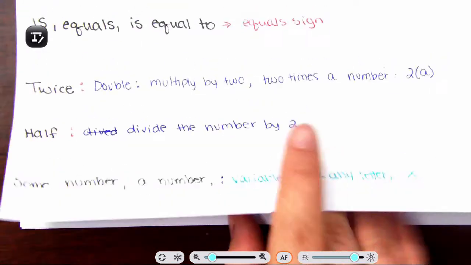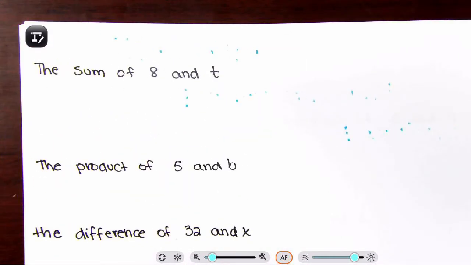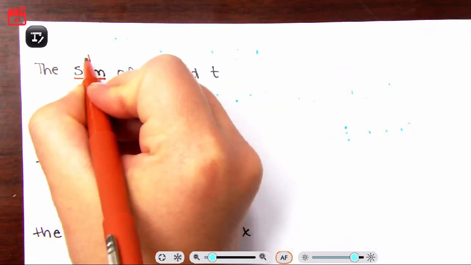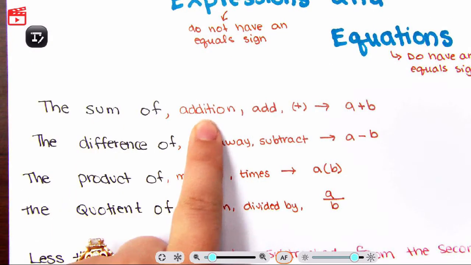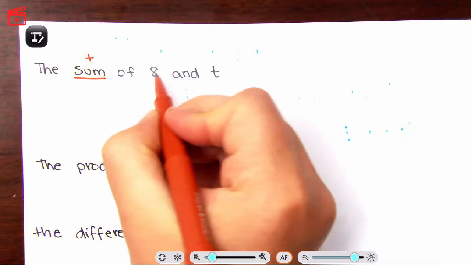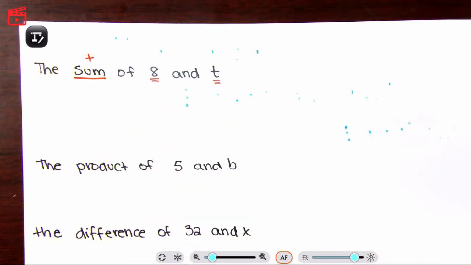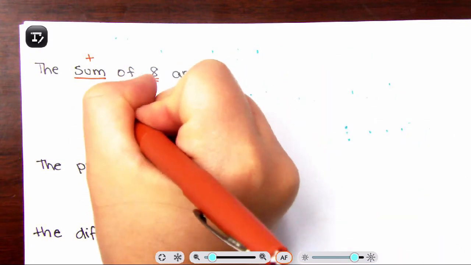All right, let's go ahead and do some translating. I have pre-written some, but we're going to take it one at a time. This is how I'd like for you to do it. Underline, highlight. If you have colored pens, colored markers, colored pencils, take them out. You're going to be identifying key information, key words. The sum. I know sum is plus. How do I know that? Because if I look at my cheat sheet here, the sum means addition, means add. So the sum of 8 and t means I have 8 plus t. Let's write it here, 8 plus t.